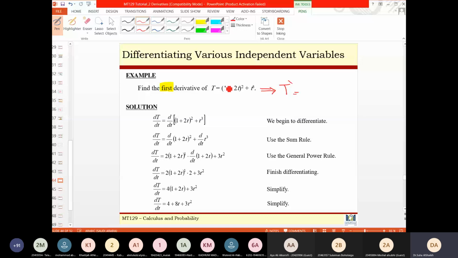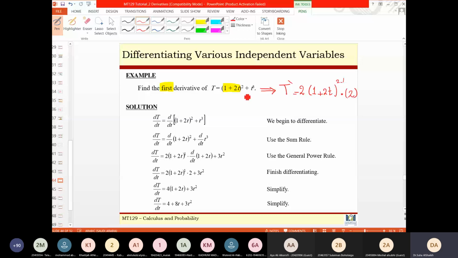The derivative of the bracket multiplied by the derivative of what is inside the bracket, and we put our eye on what is inside. The inside is 1 plus 2t. So the derivative of this one is 2 multiplied with 1 plus 2t to the power 2 minus 1, multiplied with the derivative of what is inside. What is the derivative of 1 plus 2t? It's actually just 2. Right? This is for the first part.